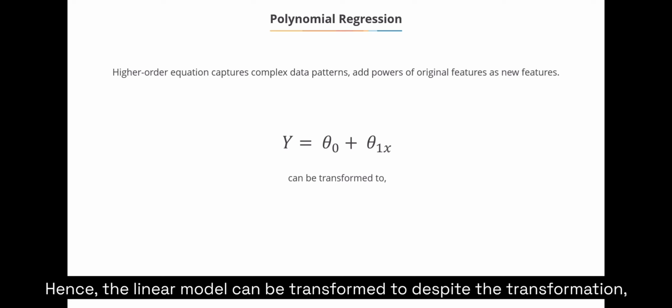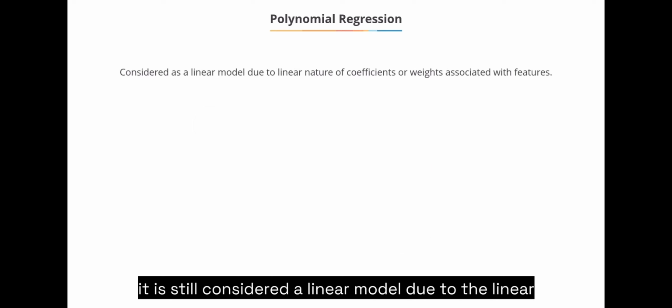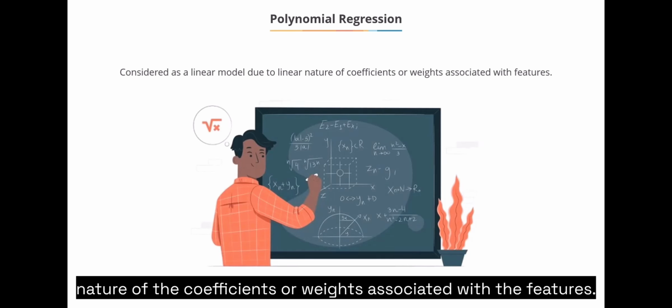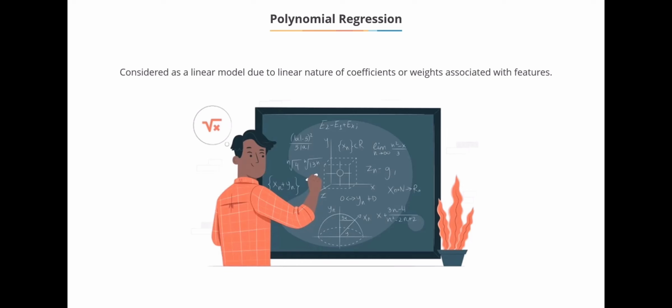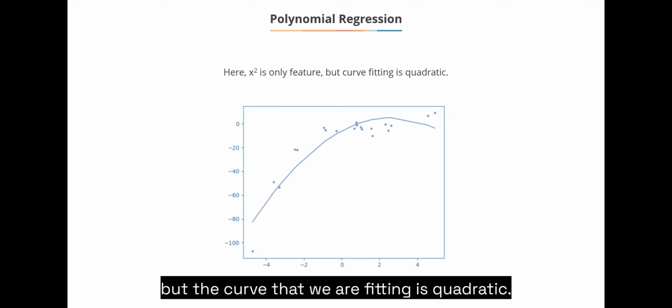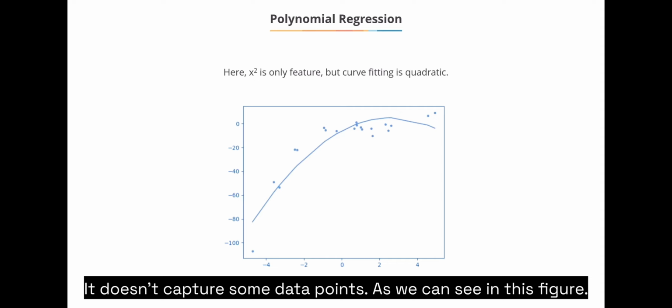To achieve a higher-order equation that captures complex data patterns, we can add powers of the original features as new features. Hence, the linear model can be transformed. Despite the transformation, it is still considered a linear model due to the linear nature of the coefficients or weights associated with the features. Here, x2 is only a feature, but the curve that we are fitting is quadratic. It doesn't capture some data points, as we can see in this figure.